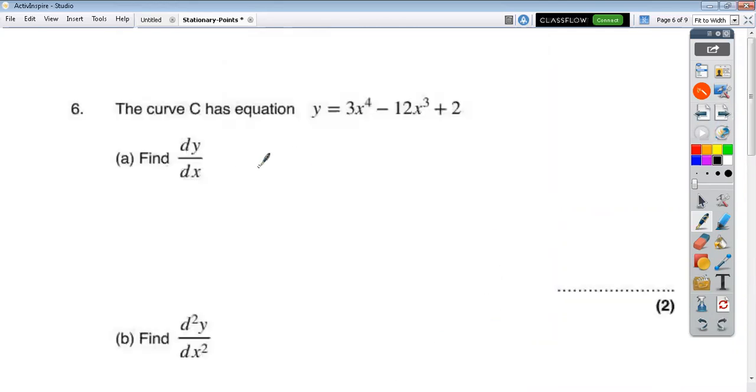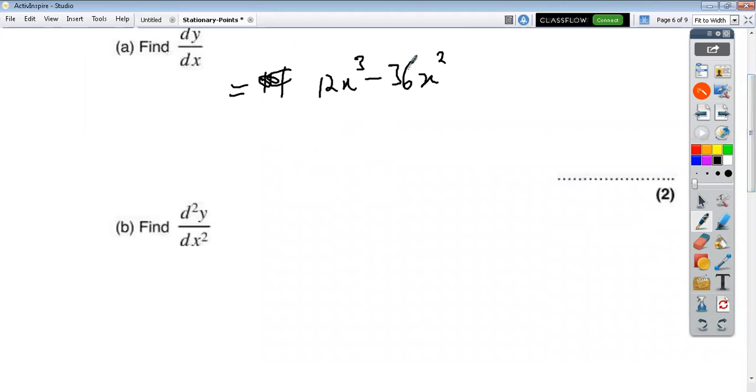For this curve, find dy over dx. So let's do that. 4 times 3, 12. Perfect. Reduce the power by 1. So 12x to the power of 3 minus, multiply that by 3 is 36, reduced by x squared. Then this simply gives you 0. You're done.